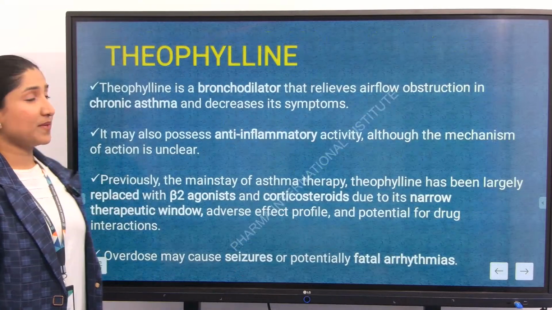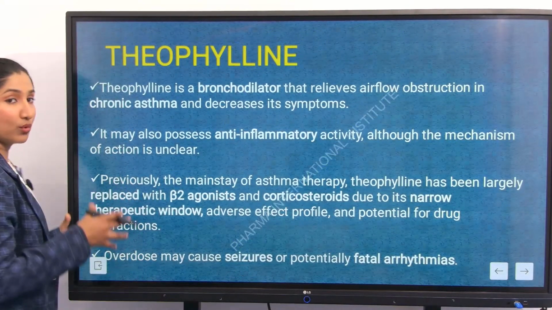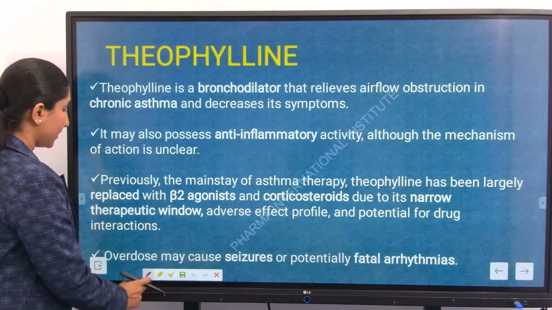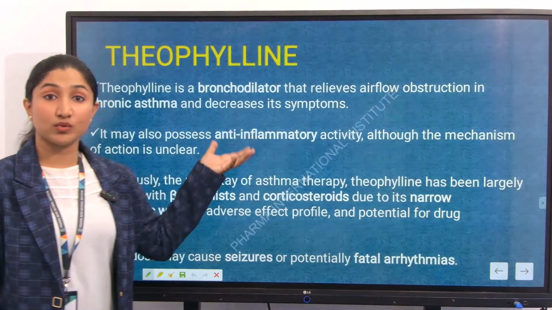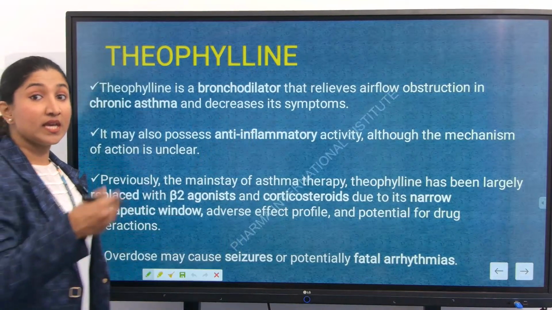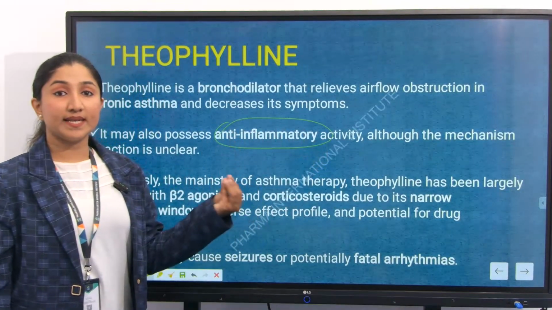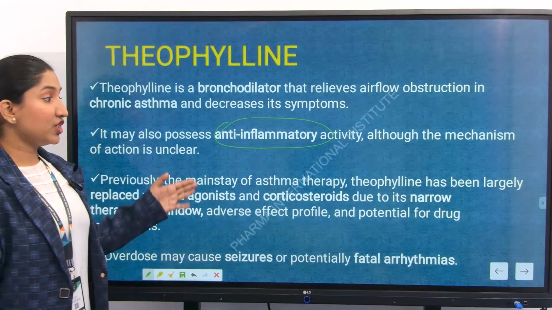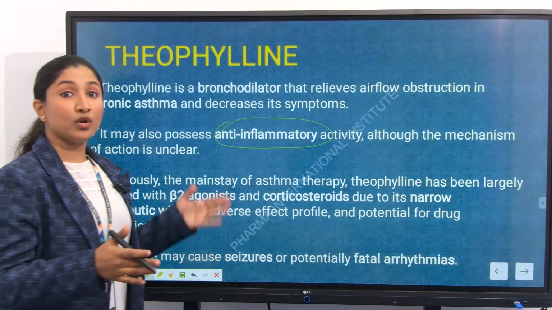Now, the next drug is theophylline. Theophylline again comes under the class of bronchodilators, in the methylxanthine class. It is a methylxanthine that causes a bronchodilatory action, and it also has additional mild anti-inflammatory activity. In earlier times, theophylline was the mainstay of treatment for chronic asthma.